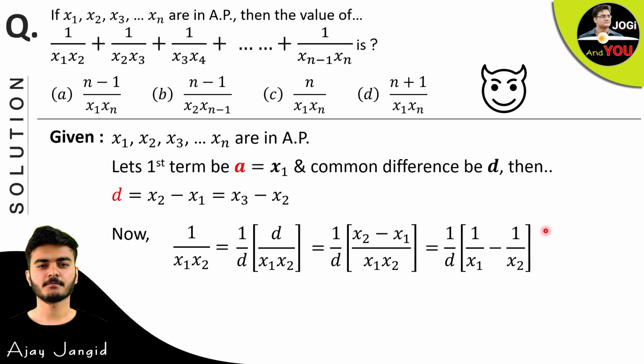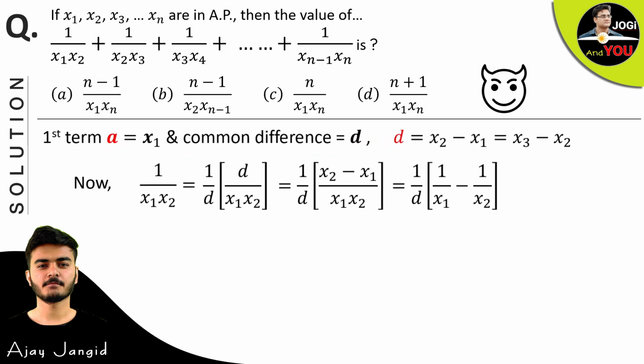So we made this form from the first term of the given expression. Now, just wipe out all the extra things from here. The way we calculate the value of 1 upon x1 x2, we will calculate the second also.